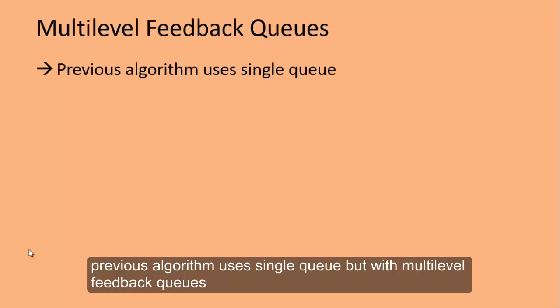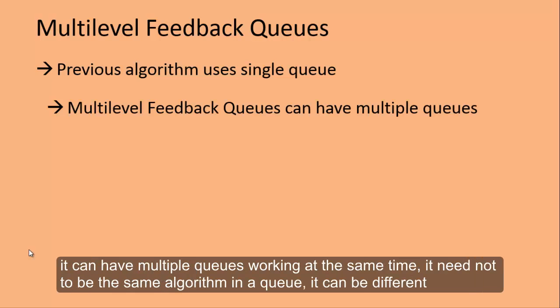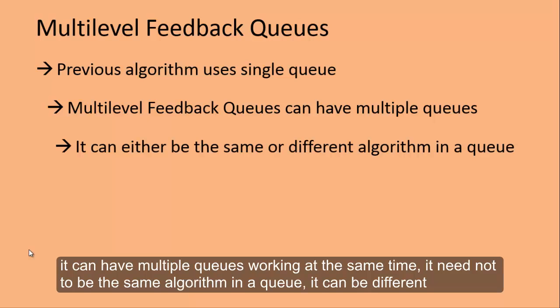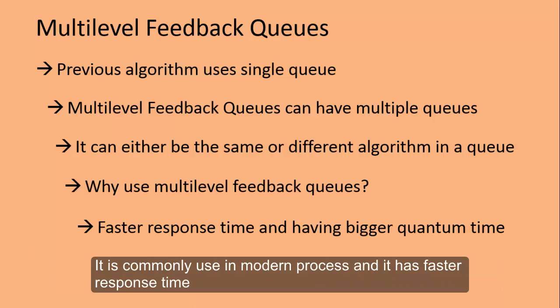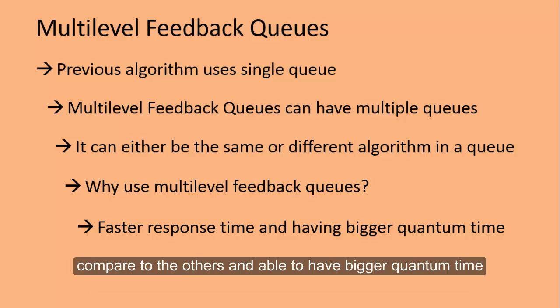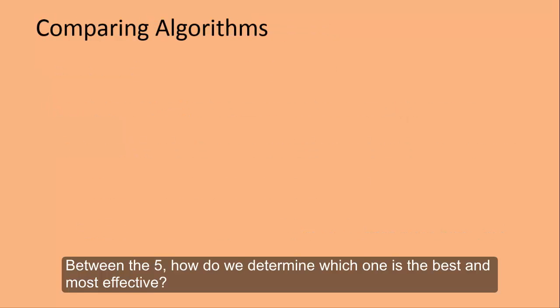Multi-level feedback queues. The previous algorithms use a single queue, but with multi-level feedback queues, it can have multiple queues working at the same time. They need not be the same algorithm in each queue. It can be different. Why use multi-level feedback queues? It is commonly used in modern processes, and it has a faster response time compared to the others, and is able to have a better quantum time. This can have more work being done efficiently. Between the five, how do we determine which one is the best and most effective?